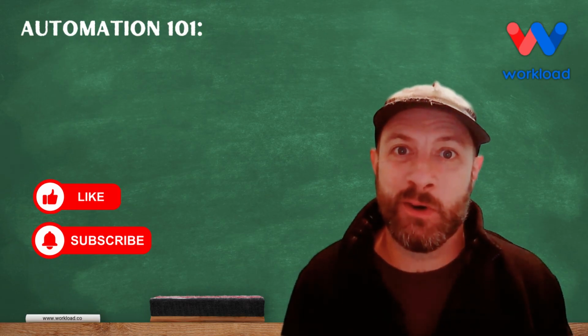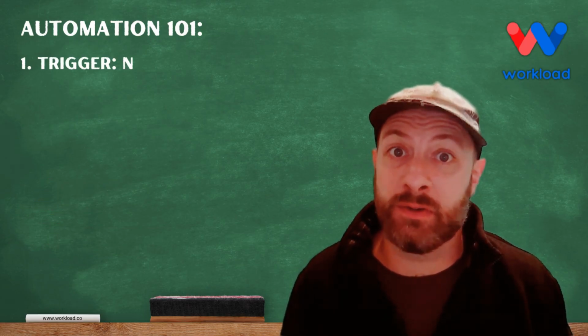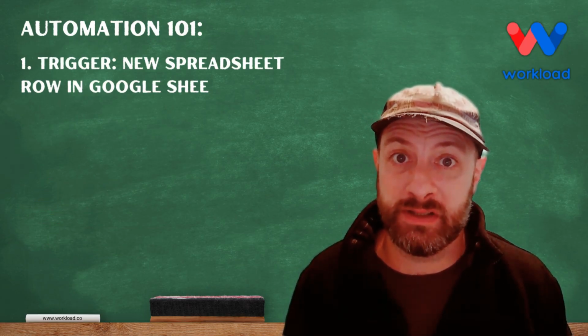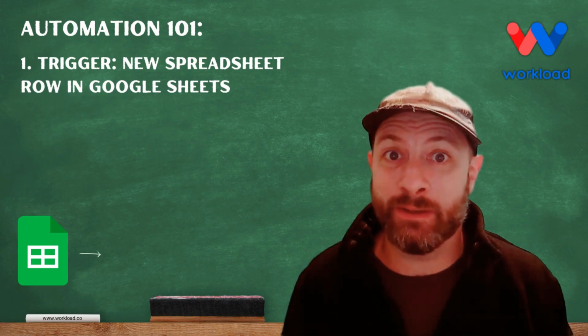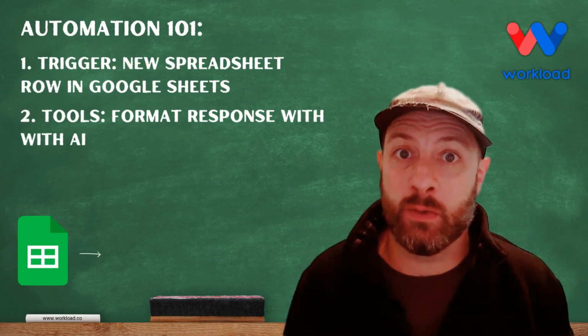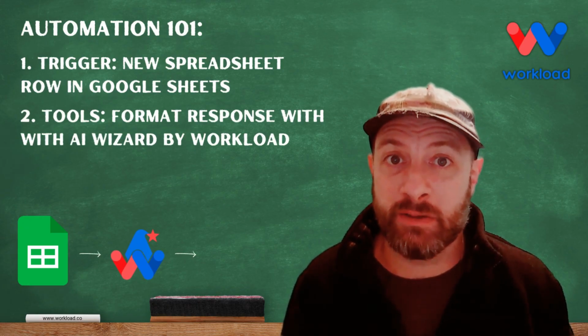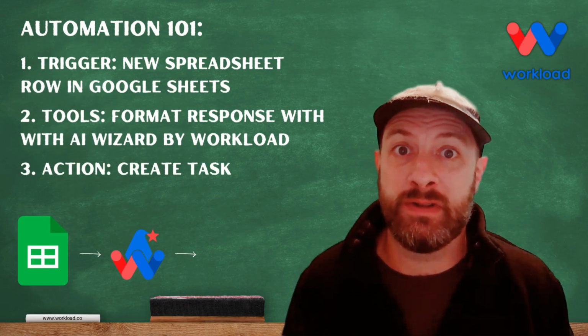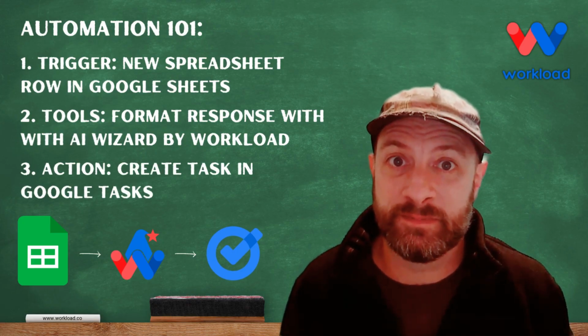In this video, we'll be building a workflow starting with a new spreadsheet row in Google Sheets. Then we'll be formatting the response using the AI wizard by Workload before taking that response in order to create a new task in Google Tasks.